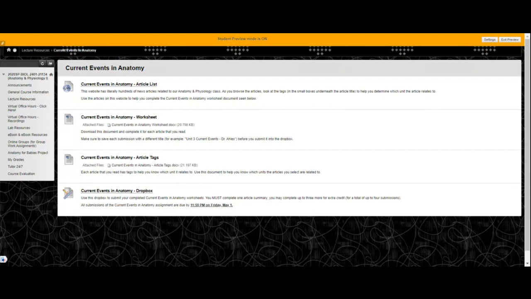So step 1 in current events in anatomy, what you're going to do is go on your computer and download this worksheet right here. This worksheet is your template for every article that you're going to summarize, and for every article that you're using for this assignment, you'll complete this worksheet fresh each time. So download it, and then we'll save it as Unit 1 current events, Unit 2 current events, etc. So everybody, you start by downloading this.